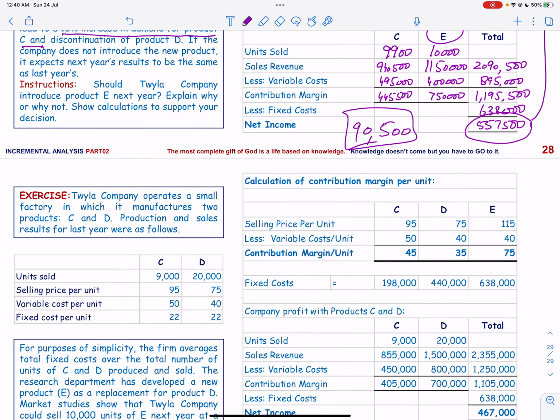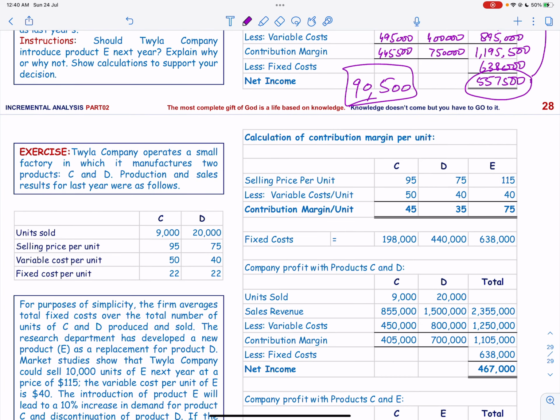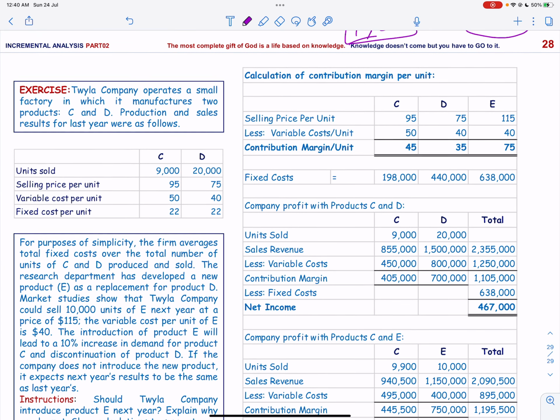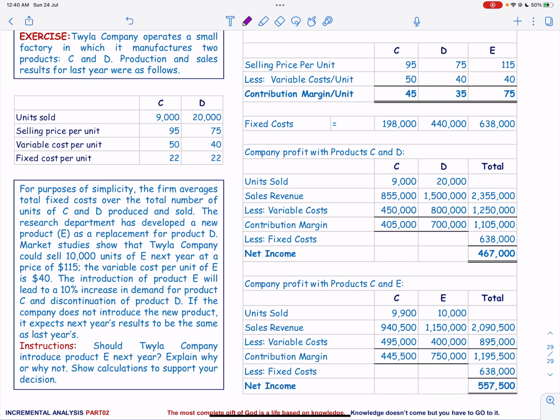So again, I have put this in an Excel sheet for your convenience. And this completes our discussion on the second part of incremental analysis.